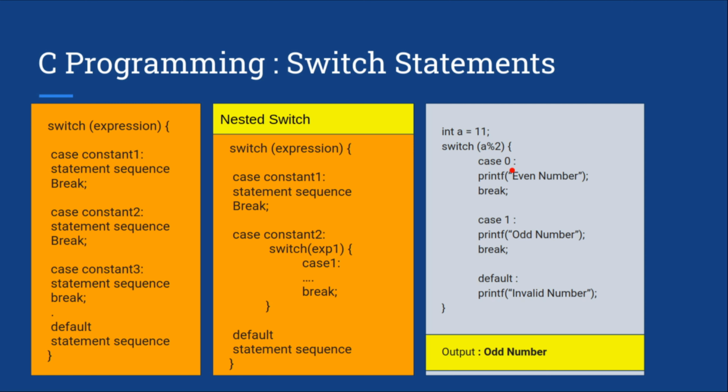If the output is 0, it's an even number. Break. If the output is 1, then what will happen? The printf odd, like if the remainder is 1, then this is an odd number. Default: invalid number. So let's do this example and we will see what the output is, right?